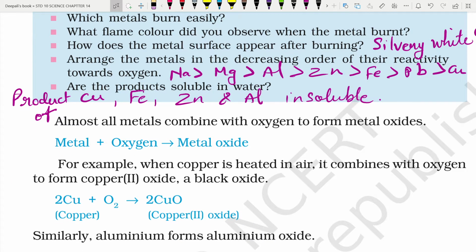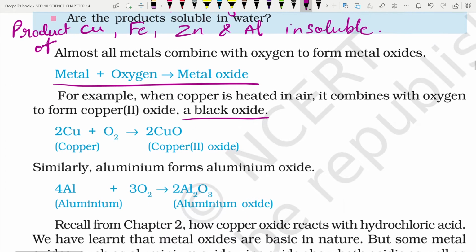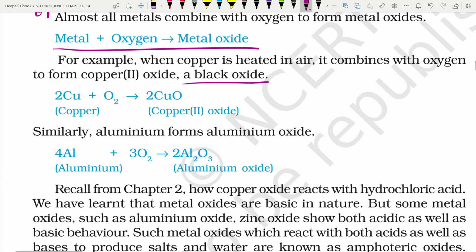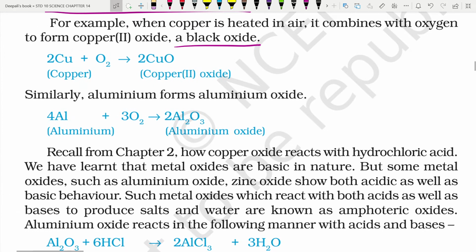Almost all metals combine with oxygen to form metal oxide. This is the general equation. For example, when copper is heated in air, it combines with oxygen to form copper oxide, a black oxide. The color of copper oxide is black. Similarly, aluminum forms aluminum oxide. Recall chapter 2, how copper oxide reacts with hydrochloric acid. We have learned that metal oxides are basic in nature.